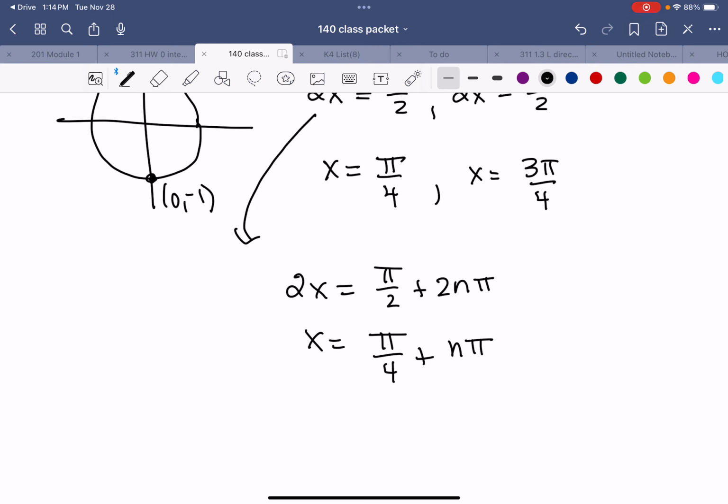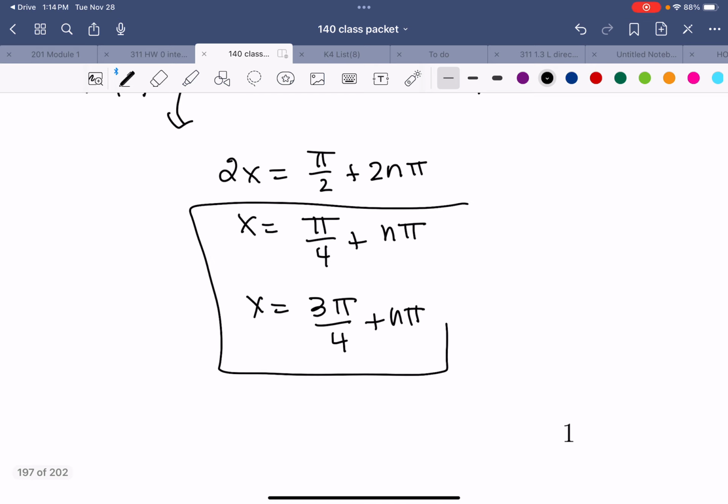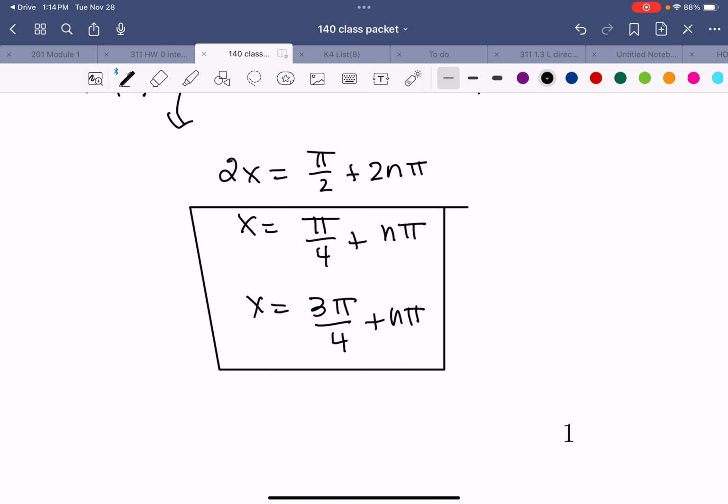And the same thing on the other one. So x equals 3 pi over 4 plus n pi, if we did the same thing. So this is our solution in general. So if we're thinking what's happening between 0 and 2 pi, you've got pi over 4, you've got 3 pi over 4.